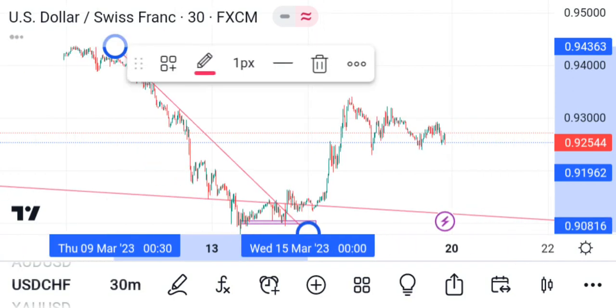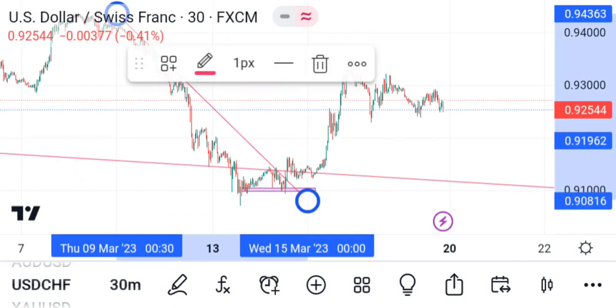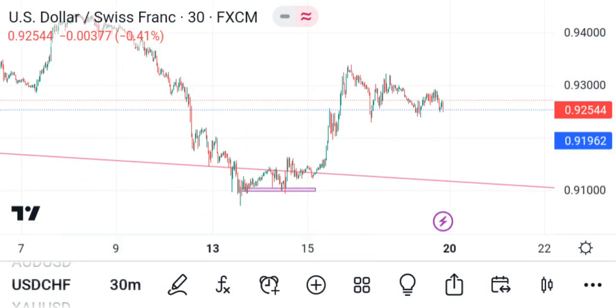So as you can see, the 30 minutes trend line has actually been broken. Let me take this out so we can see the chart clearly. Now we've gotten our market structure change indicator.